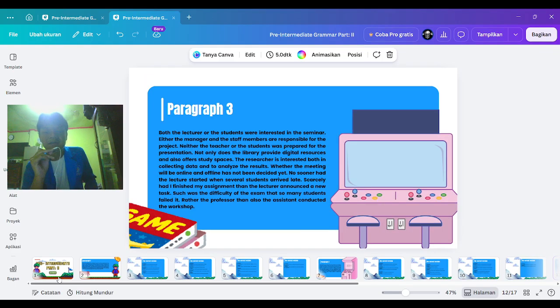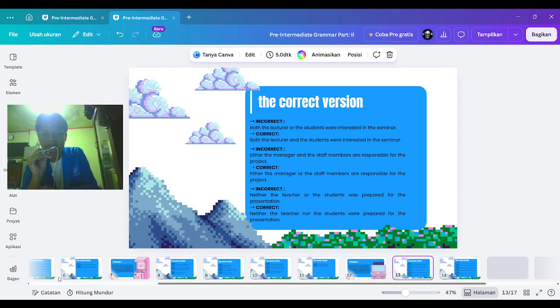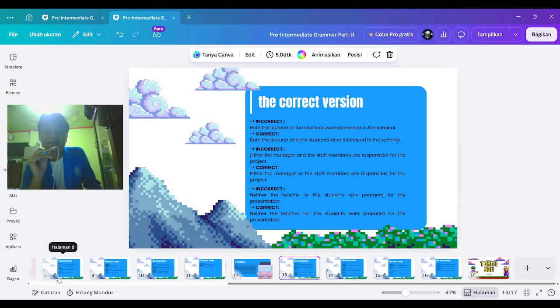So here's the third paragraph and the last one. Without any further ado, let's just get into it. So the first sentence that I found that was wrong is both the lecturer or the students were interested in the seminar. No, both the lecturer and the students were interested in the seminar.